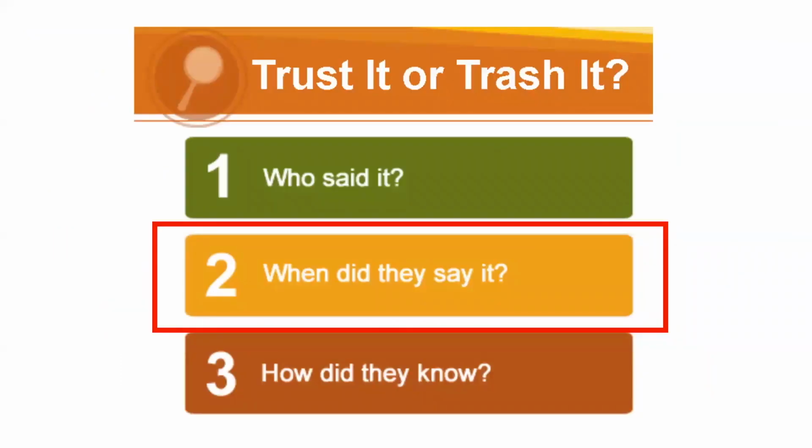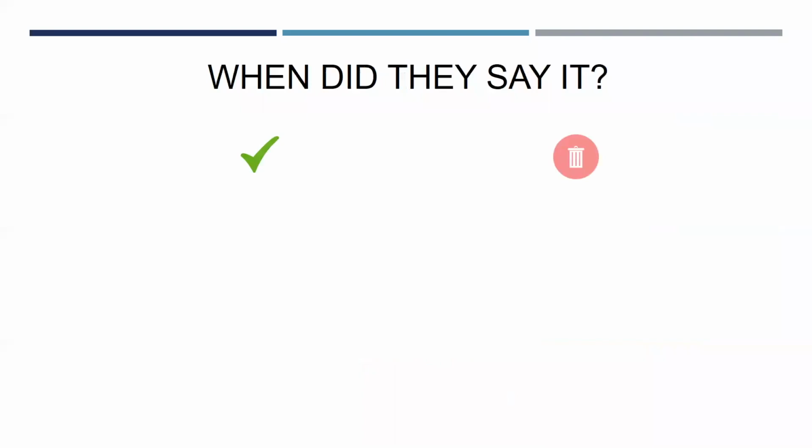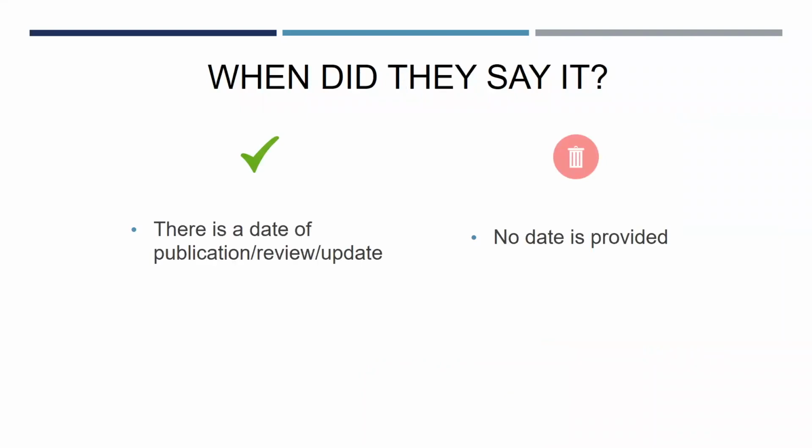All right, so that was question number 1. So now question number 2, when did they say it? We're looking at whether or not there's a date of publication, review, or update. If there's no date provided, then you don't know how current the information is. With some types of health information, it changes very frequently.